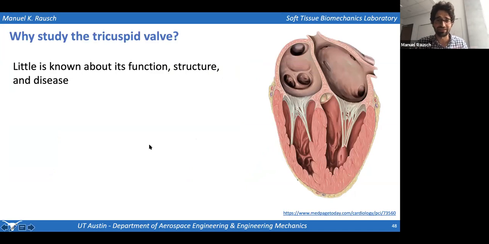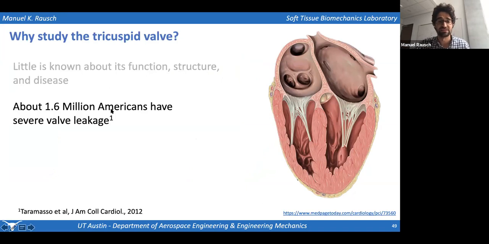So why go through the pains of doing all this? Well, just like with the right ventricle, little is known about the function, structure, and disease of the tricuspid valve. And that's pretty important because 1.6 million Americans have severe valve leakage.